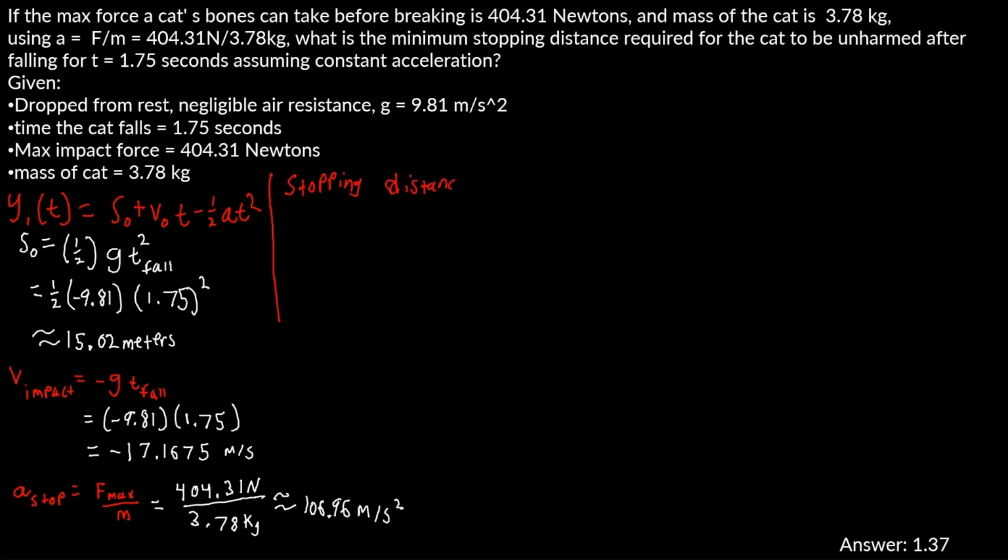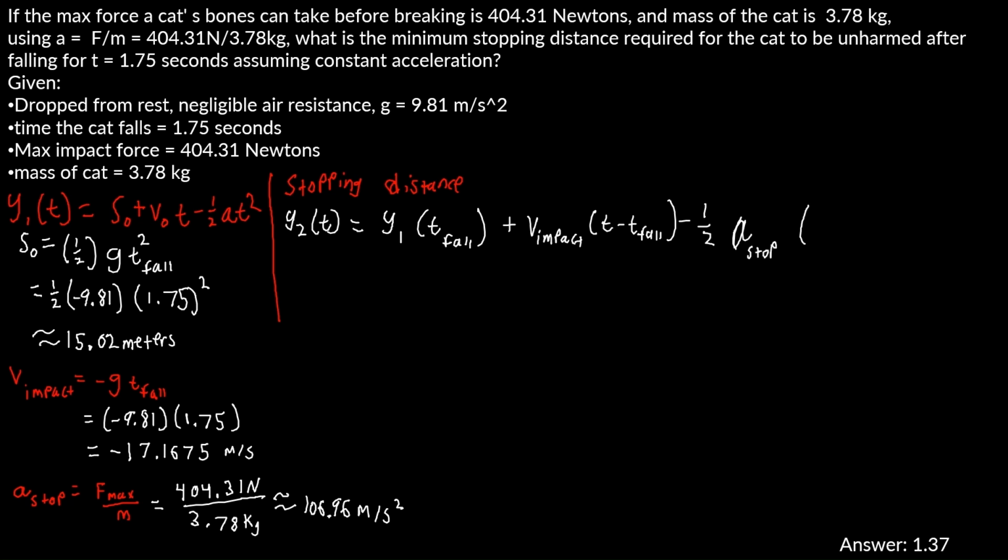With all of these values, we can now find the stopping distance, setting up the second equation to represent the position after contact is made with the flag. We'll subtract t fall so that the equation starts where the last one ended. So y sub 2 equals y sub 1 of t fall plus velocity at impact times t minus t fall, minus 1/2 acceleration, the stopping acceleration, times t minus t fall squared. And this equation is coming from the position equation.